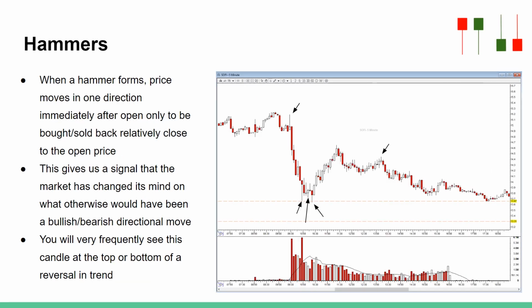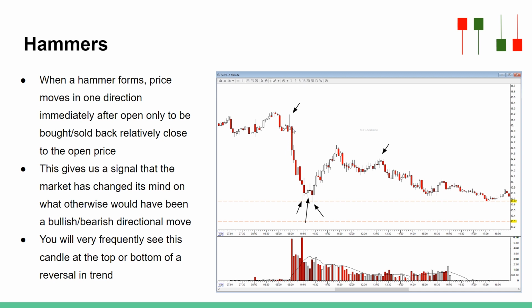The final single candle that we'll talk about is the hammer candle. Hammer candles form when price essentially sells back off after a strong move to close relatively close to the original opening price of the candle. So you can see right here on SoFi, this is a 5-minute chart. At some point, this candle, maybe 1 or 2 minutes before it closed, looked like a really strong up candle, but sellers sold it all the way back off closer to its opening price.